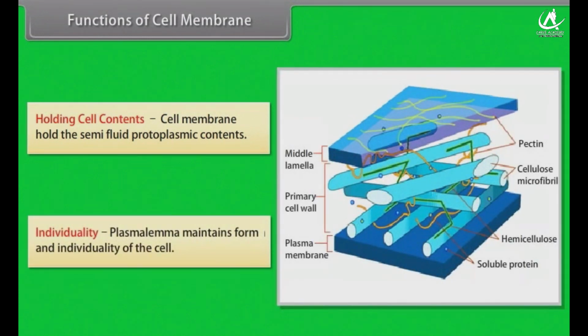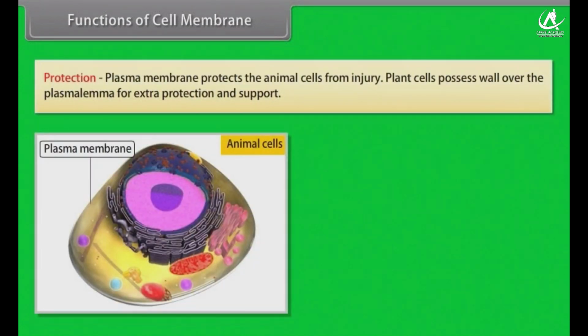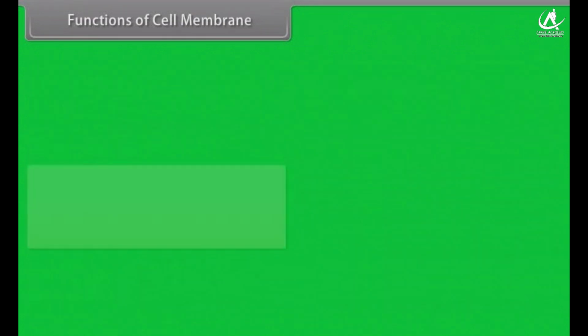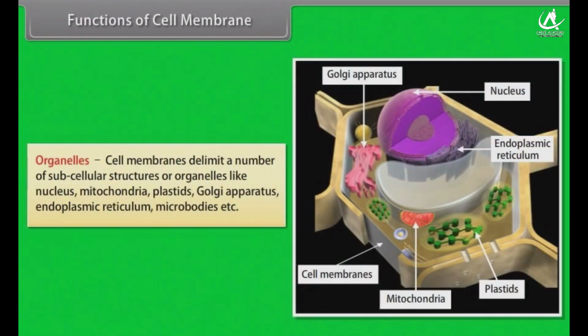Individuality. Plasmalemma maintains form and individuality of the cell. Protection. Plasma membrane protects the animal cells from injury. Plant cells possess a wall over the plasmalemma for extra protection and support. Organelles. Cell membranes delimit a number of subcellular structures or organelles like nucleus, mitochondria, plastids, Golgi apparatus, endoplasmic reticulum, microbodies, etc.